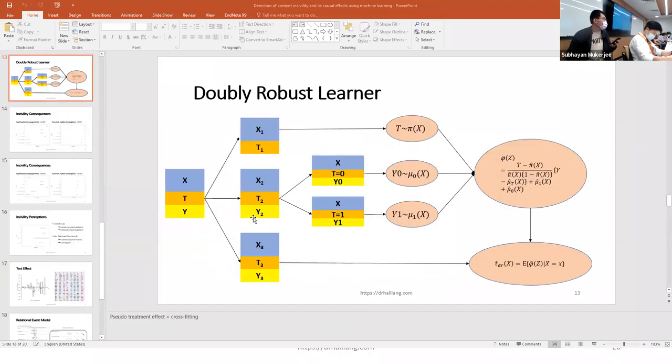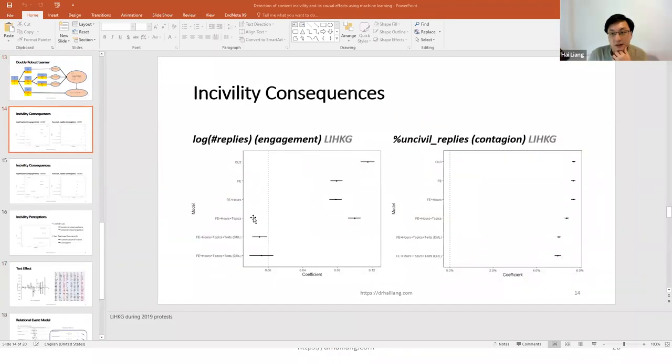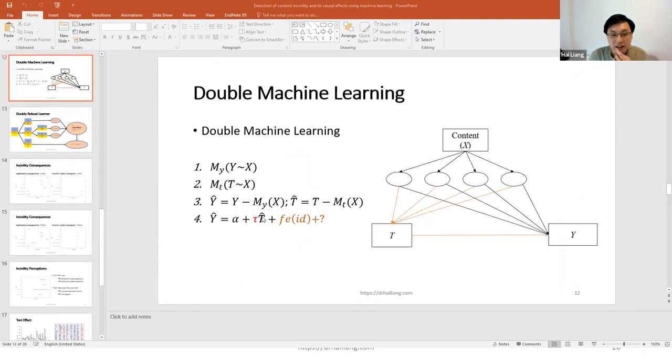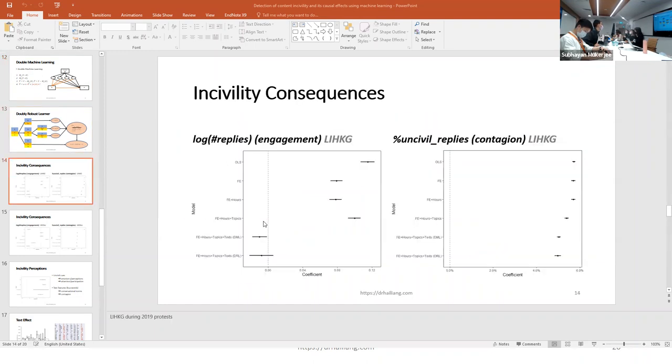Can you go back to the page of the incivility results? This one. Yeah. I'm not sure what you mean in the slide. Can you expand a bit more about that? Okay, so these are the coefficients and also the confidence interval. The coefficients are the treatment effect here. I think he's asking about the y-axis. There are different models, right? The y-axis. Okay, the first is OLS regression.